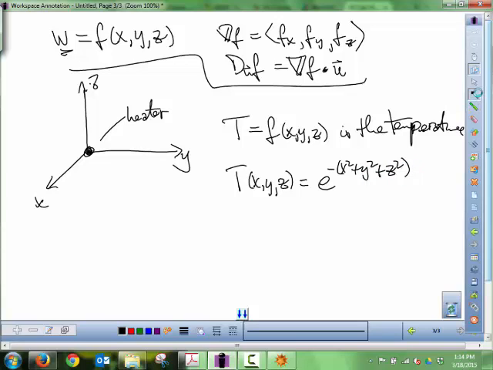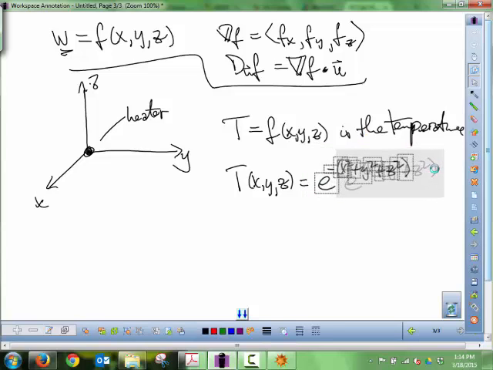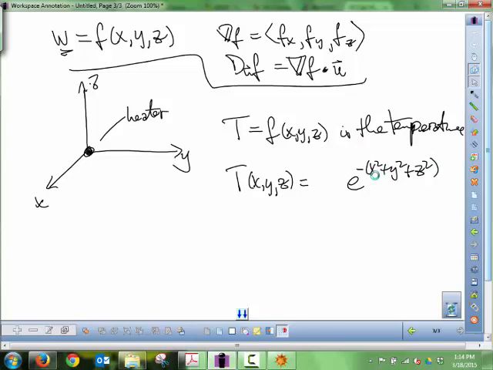Maybe I need to, I'm making this up, so there could be some things that will change. I think I need to multiply this by a number. So if I'm right at 0, 0, 0, this is just e to the 0, which is 1, right?